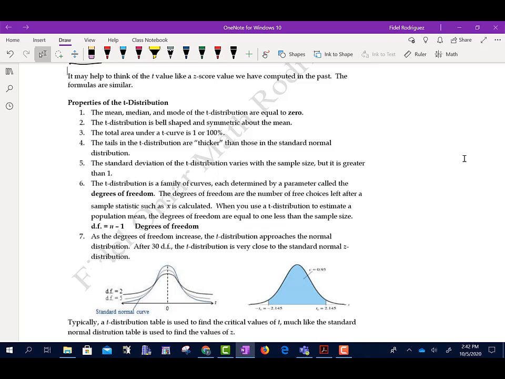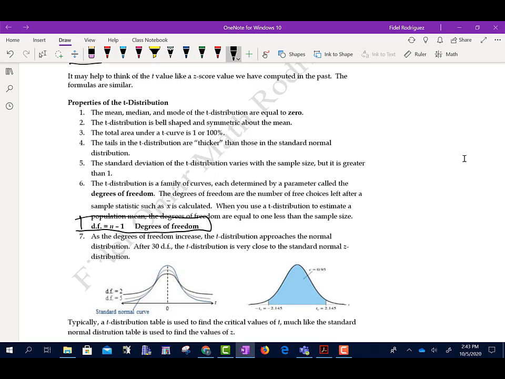The t-distribution is a family of curves, each determined by a parameter called degrees of freedom. The degrees of freedom are the number of free choices left after a sample statistic such as x bar is calculated. When you use a t-distribution to estimate the population mean, the degrees of freedom are equal to 1 less than the sample size. So this piece right here is going to be super important, okay?